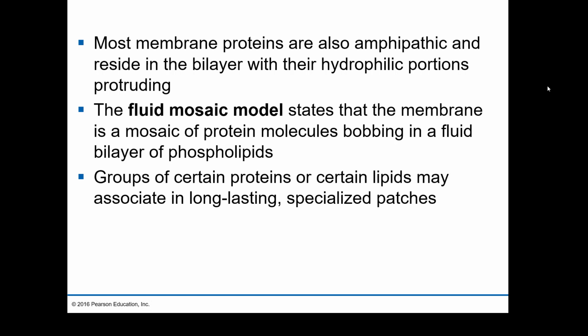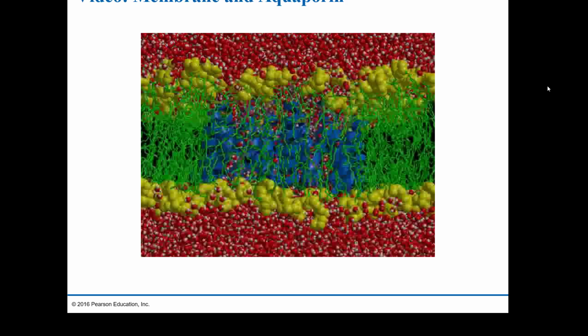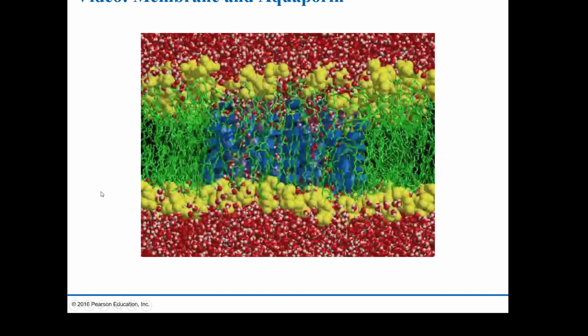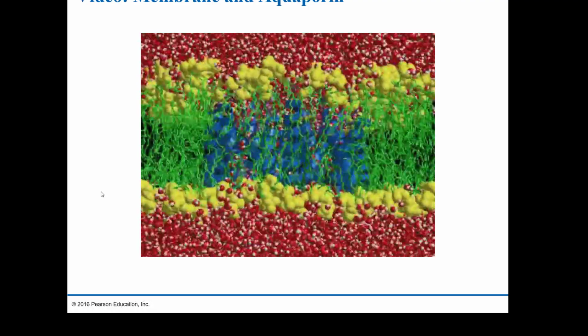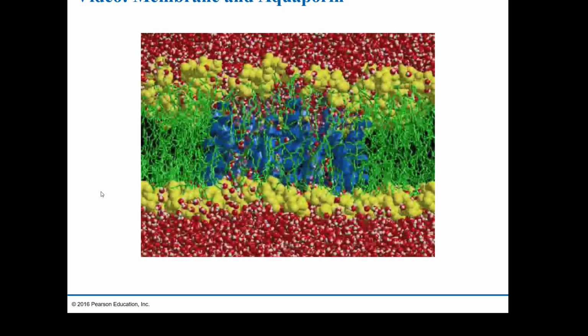The fluid mosaic model is a model that we use that tells us that the membrane is a mosaic of protein molecules. They're bobbing in this fluid, and they're not stuck here. They're moving side to side. It's not a solid thing. We consider it a fluid mosaic model because it's constantly moving. And so you can kind of see this video shows that fluid mosaic model. It's kind of bobbing and floating, and those little red things, those little proteins are moving in and out.